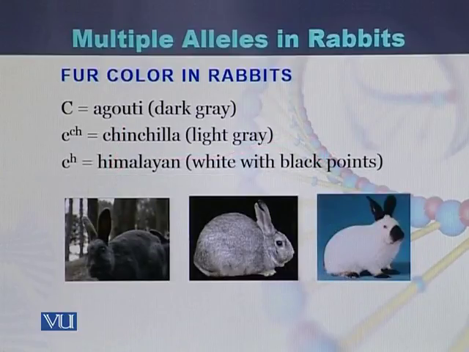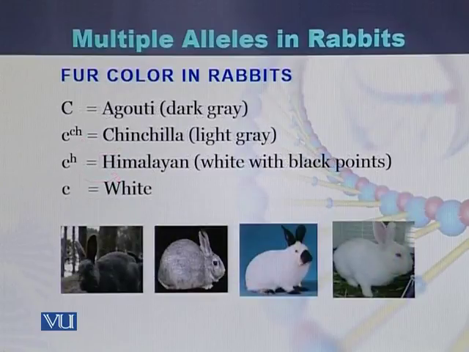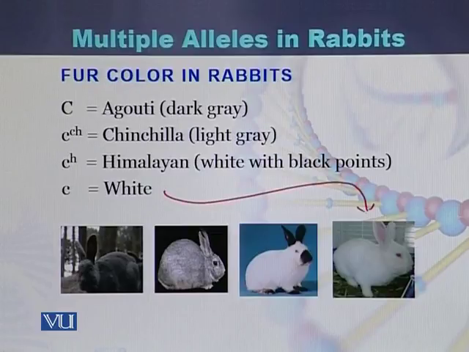Another comparison: C is for agouti, and if there is the CH allele, it will be chinchilla. If there is only the H allele, then it is called Himalayan. Himalayan is a rabbit that has small black spots on the nose and on the feet. The fourth allele of the gene is white. If there is a C allele in the recessive form, then the fur color of the rabbit will be white, or albino.